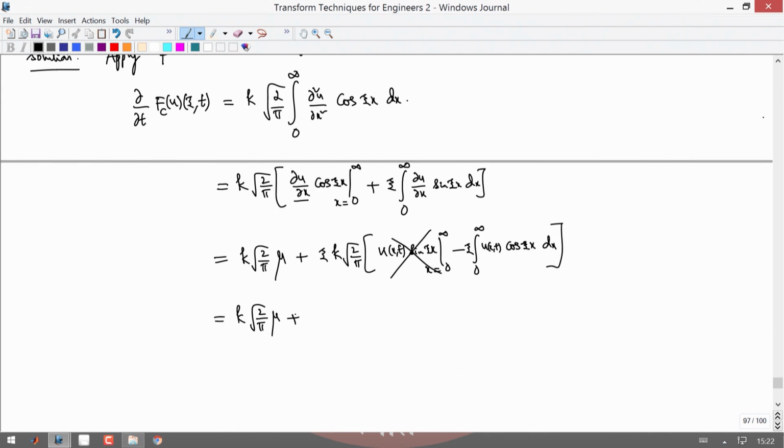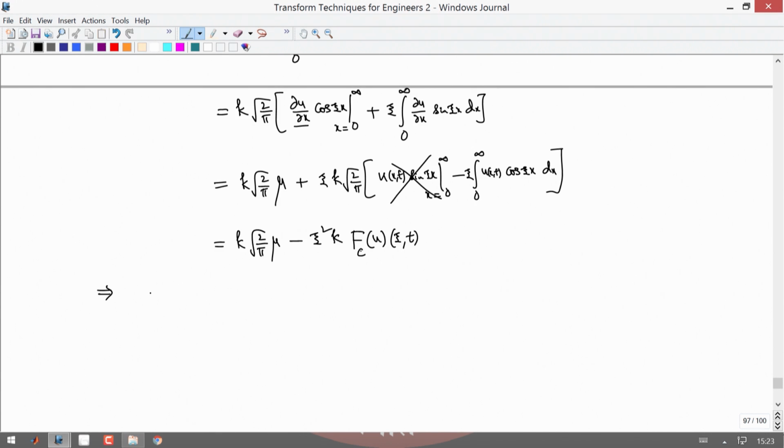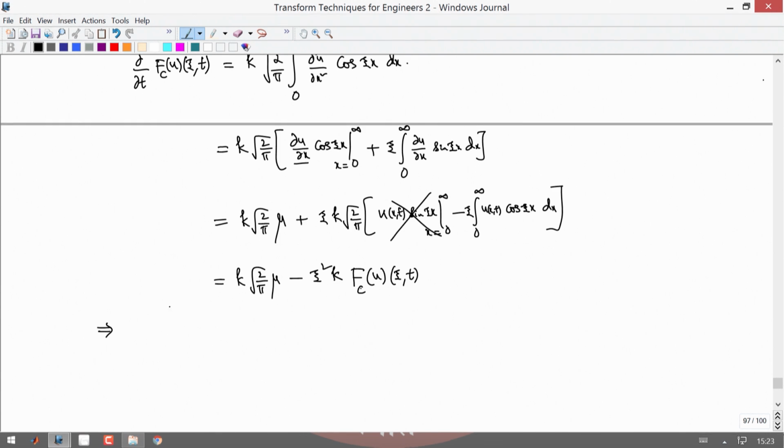You end up getting minus xi square kappa root 2 by pi. So, minus xi square kappa root 2 by pi, this integral together, that is the Fourier cosine transform of u, which is a function of xi with respect to the x variable, which is also a function of t, originally u of x, t. So, x becomes xi, another variable as it is. So, your partial differential equation becomes an ordinary differential equation like this.